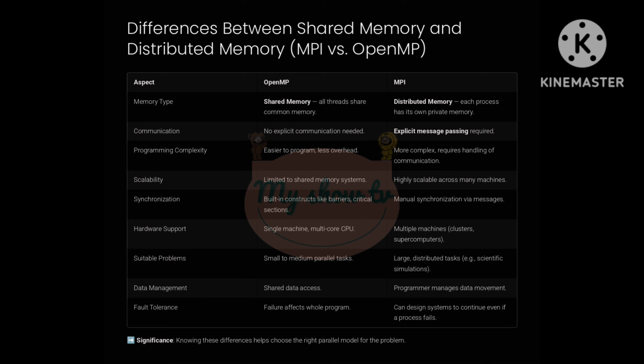8. Data management. OpenMP handles data sharing automatically. MPI requires the programmer to manage data distribution and communication. 9. Fault tolerance. In OpenMP, if one thread fails, it may crash the program. MPI can be designed for some level of fault tolerance if a process fails. So, depending on the problem size and system architecture, you choose between OpenMP and MPI.